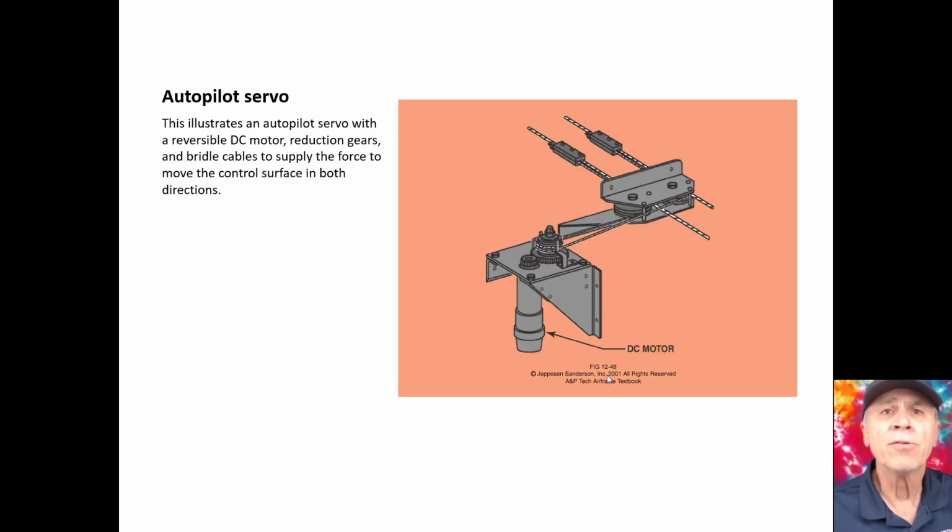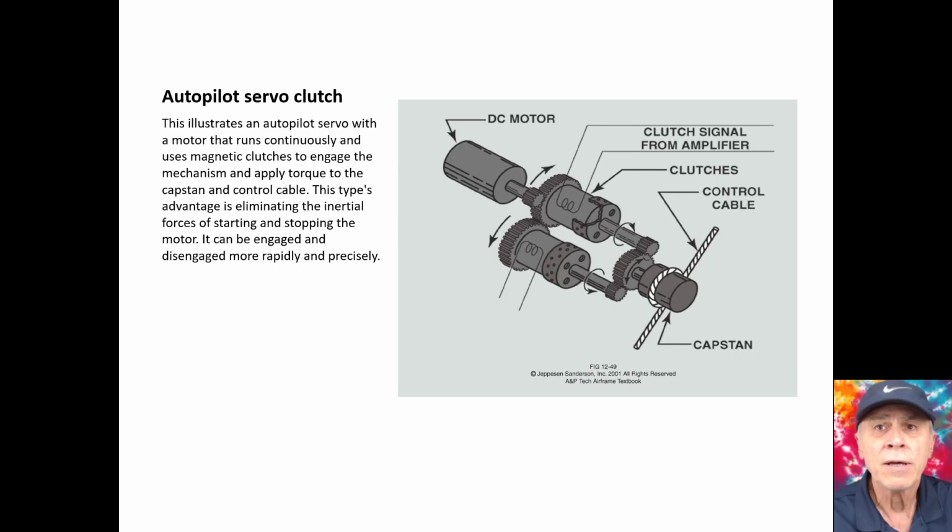This one here is a DC motor that's operating the mechanism. They point out it is reversible, so basically you can adjust a little bit this way and then a little bit the other way. Reduction gears, nothing too much there. DC motor, suction, pneumatic. DC motor.